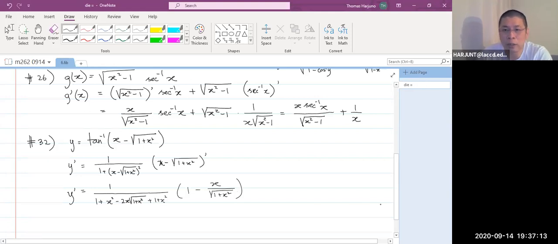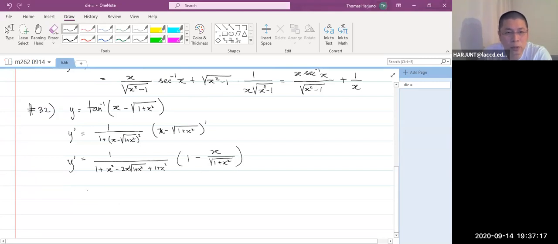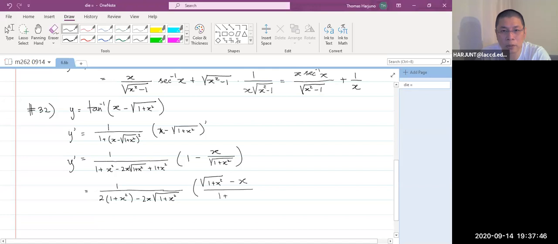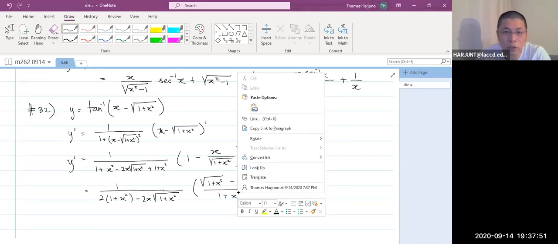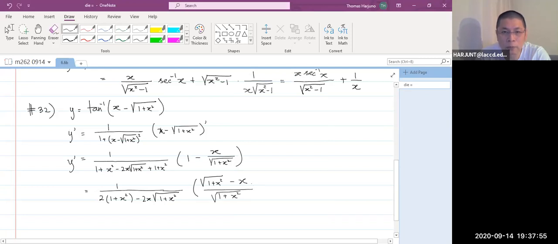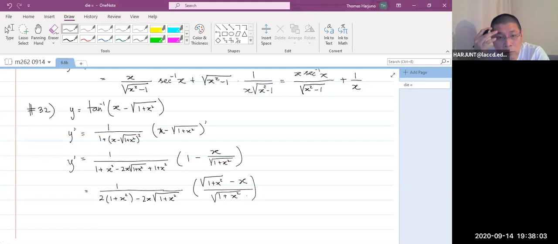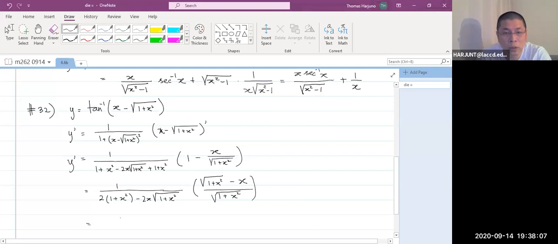And then this will be 1 over 2 times 1 plus x squared minus 2x square root of 1 plus x squared, times square root of 1 plus x squared minus x, over 1 plus x squared. Oops, sorry, with square root. Man, that's quite ugly, huh? On the top, I don't think I can simplify further. Let me just leave it like that for now.